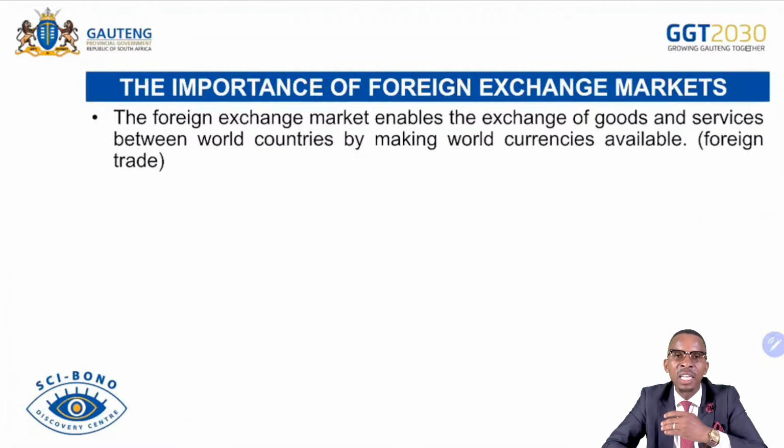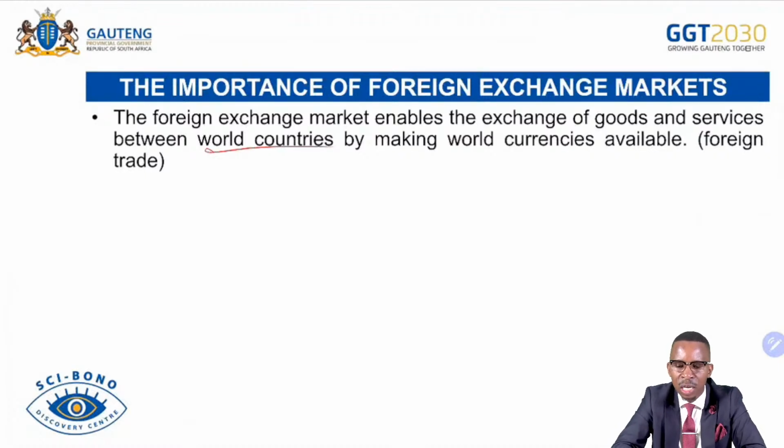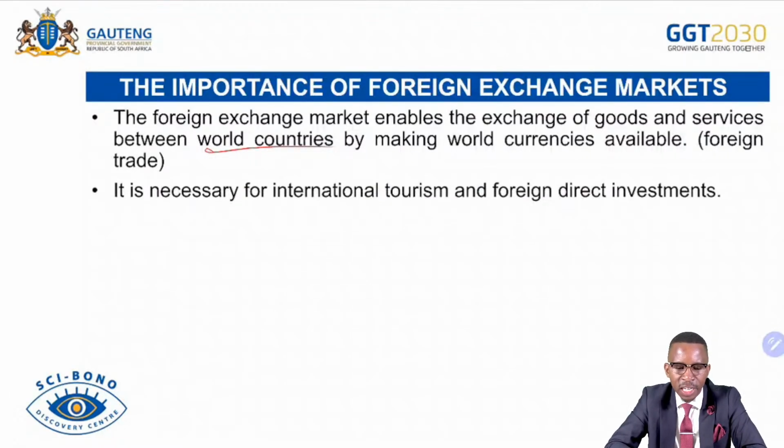They enable the foreign trade to occur, enable the international tourism to occur. So the foreign exchange market enables exchange of goods and sales between world countries, making the world currencies available. So there will be foreign trade because of the foreign exchange market. It is necessary for international tourism as well as the foreign direct investment.